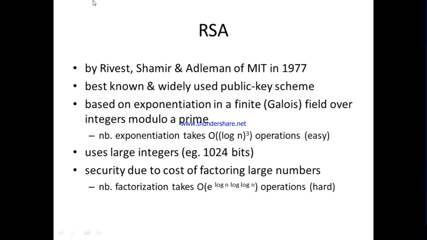The first algorithm in public key cryptography is the RSA algorithm. It was given by Rivest, Shamir and Adelman of MIT in 1977. It was proposed by these three scientists, and it is the best known, widely used public key scheme.